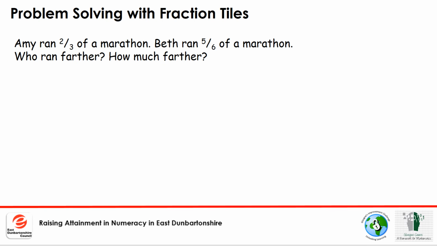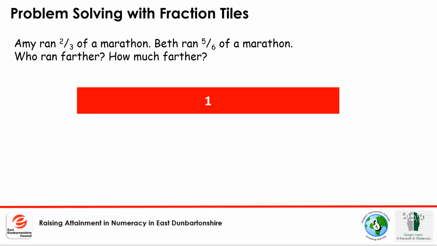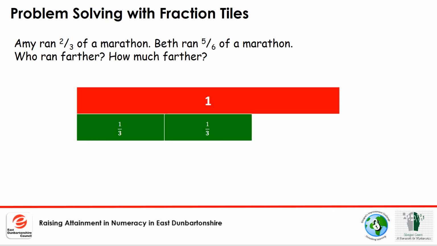So Amy ran 2/3 of a marathon, Beth ran 5/6 of a marathon. Who ran further? How much further? So again, this comparison model. That's my marathon, my whole marathon. Amy ran 2/3 of it.